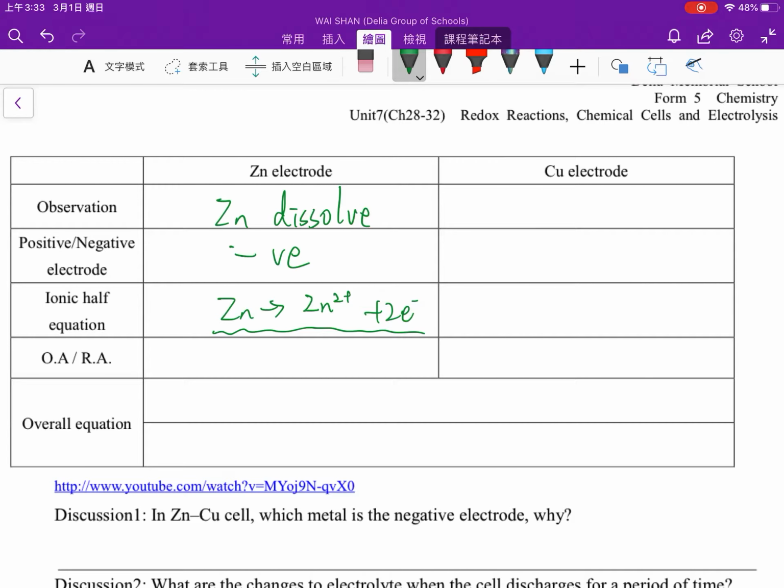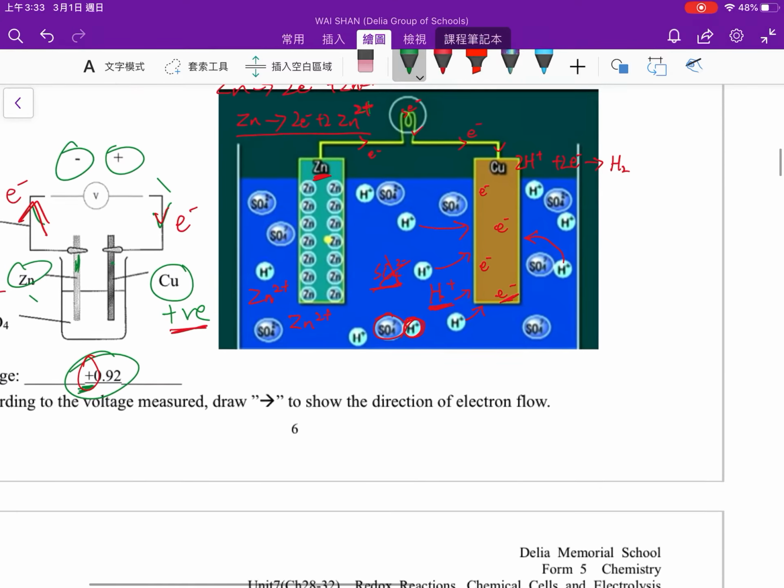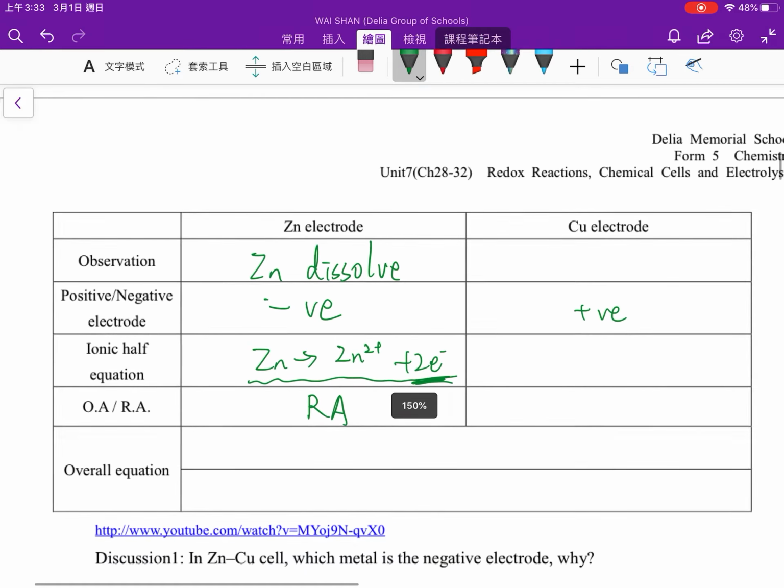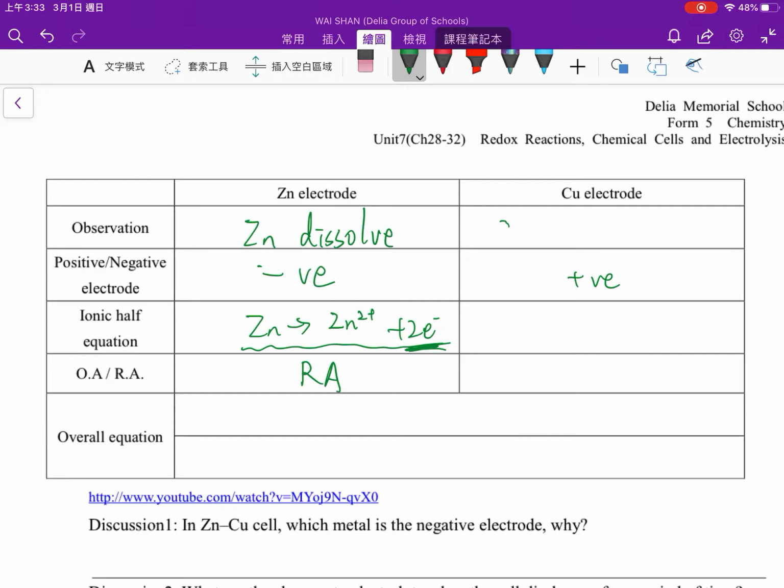You will see that the zinc electrode becomes smaller and smaller, and because it's losing electron, so it is a reducing agent. Okay, on the other side it's opposite, so here must be positive. And as we said before, hydrogen gas is given out, right? Because the hydrogen ion will come and gain electron to form hydrogen gas.